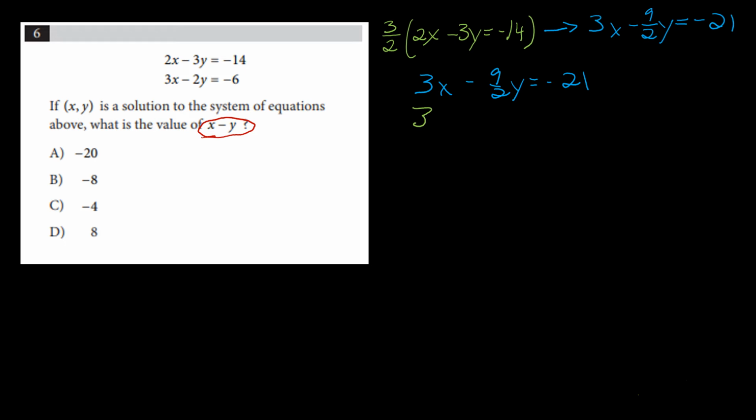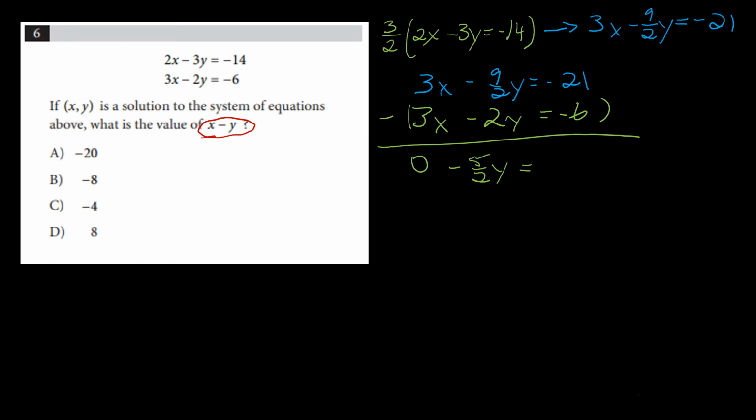And then my other original equation, 3x minus 2y equals negative 6. Subtracting this whole thing, 0. Negative 9 halves y plus 2y, because double negative, is going to be negative 5 halves y equals negative 21 plus 6, double negative again, going to be negative 15. Rewriting my equation right down here.